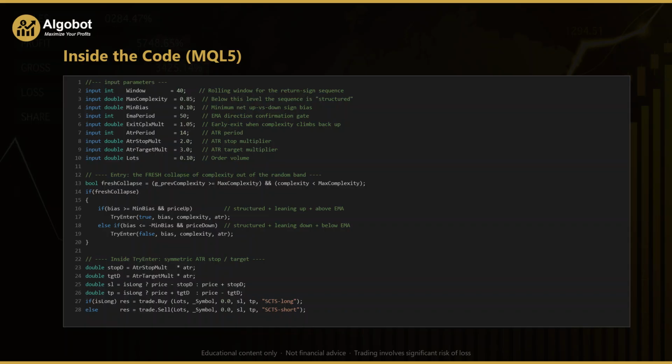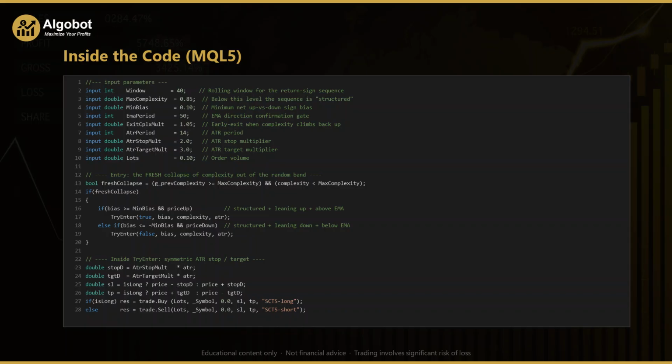That single line captures the transition the whole strategy is built around. Inside that condition, you can see both sides, side by side. The first branch handles the long. If the bias is at or above min bias, and price is up, meaning above the EMA, it calls tryEnter with true. The second branch handles the short.